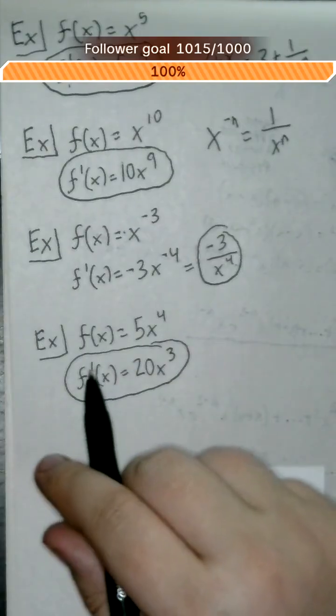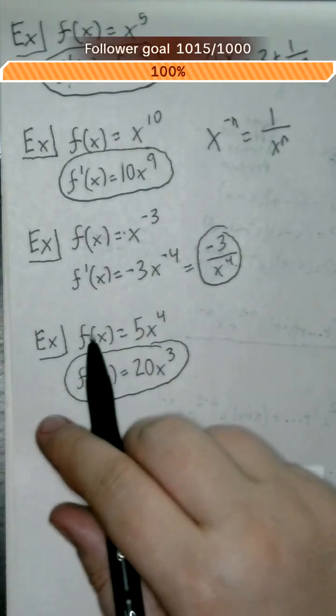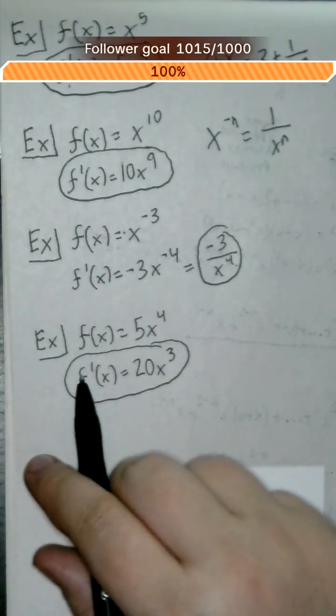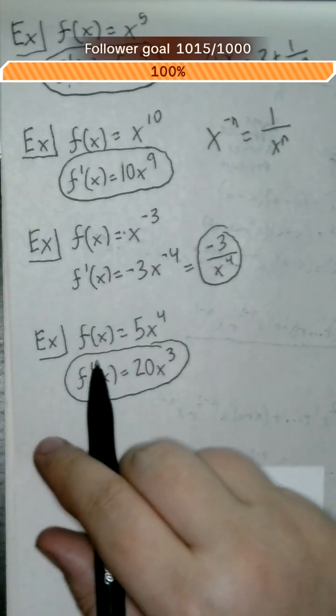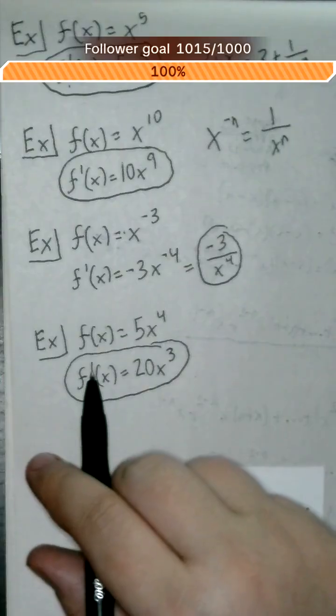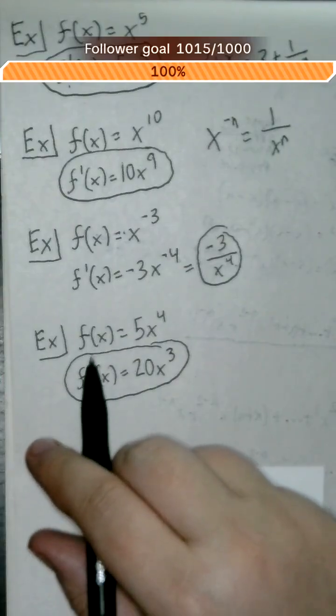Okay, so this is called, so we have f of x here, and this is called f prime of x. This little 1 here tells me that I'm taking the first derivative of f.